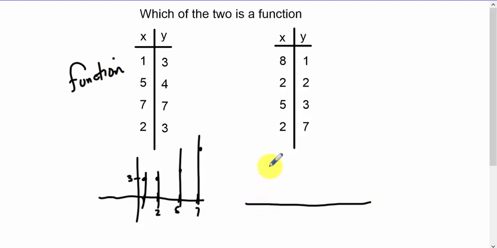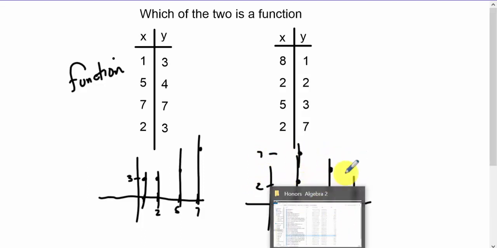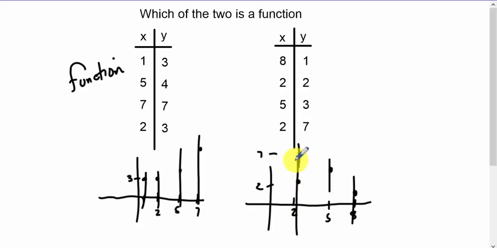Likewise, if you graph these guys, 8, 1, somewhere around here, 2, 2, somewhere around here, 5, 3, somewhere around here, 2, 7, somewhere around here. Again, draw a vertical line through all those guys, and you notice this guy fails. It passes 2 points through the same x value, so this is not a function.